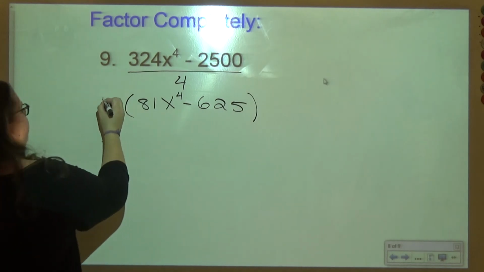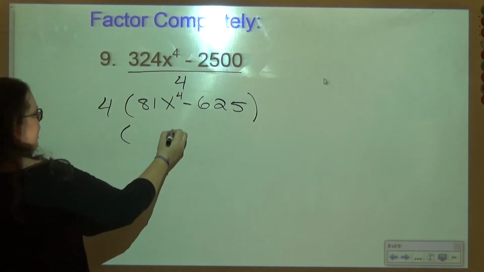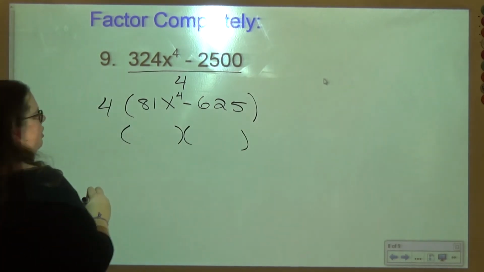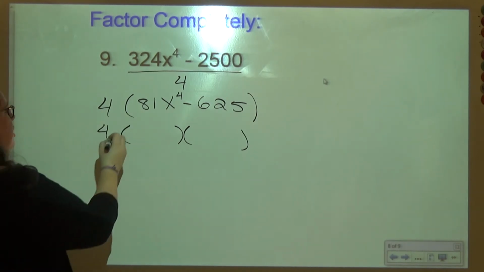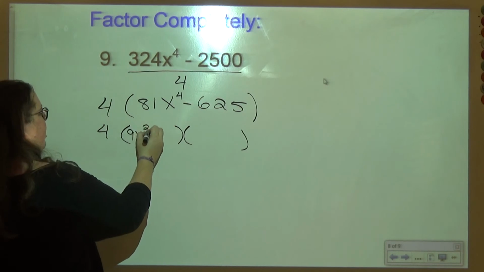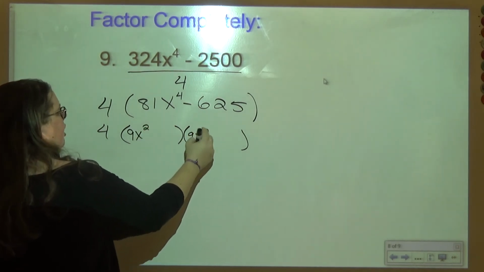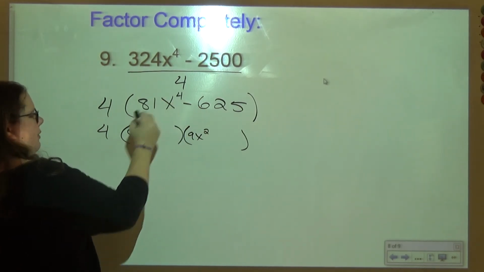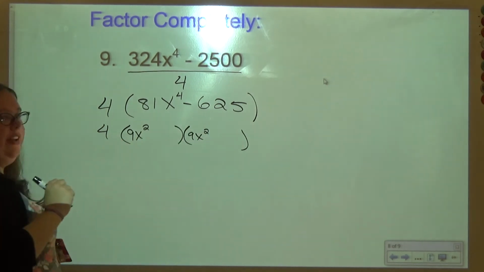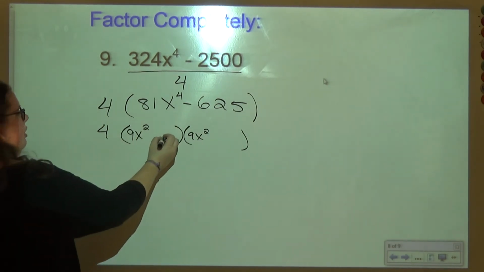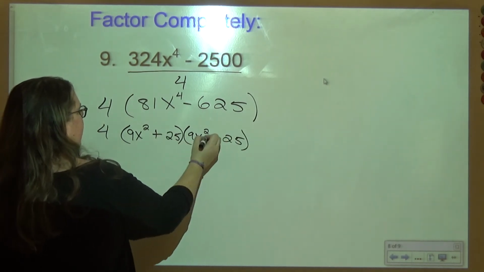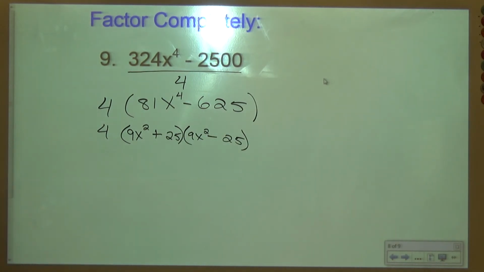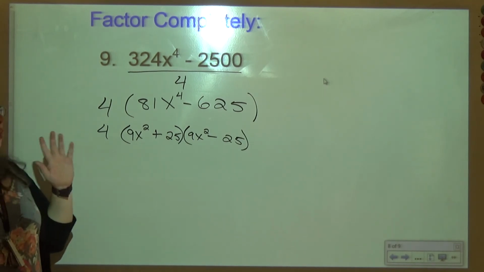Parentheses, 4 on the outside. So now I have the difference of squares. What times itself is 81? 9x squared, 9x squared. x squared times x squared is x to the 4th. 625 is 25 times 25, plus minus. We done? Or not? Now which one?